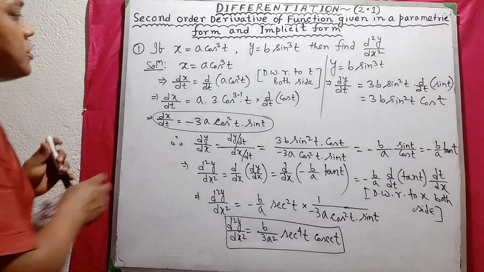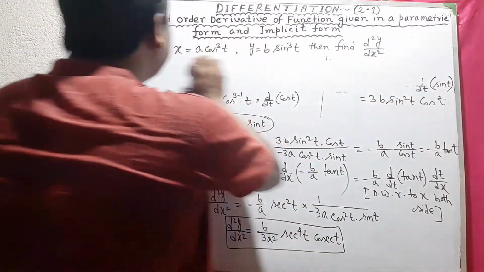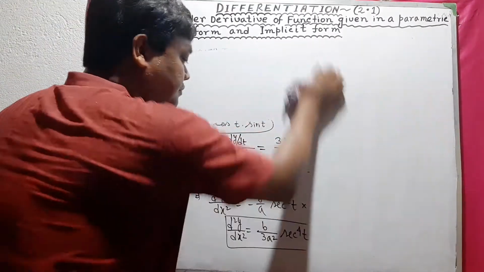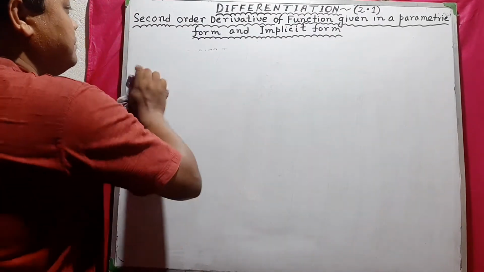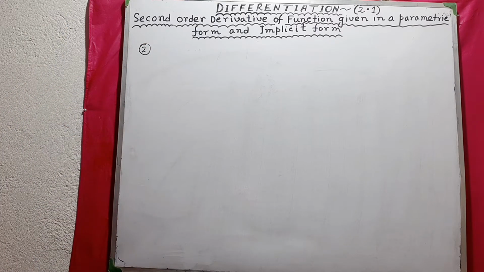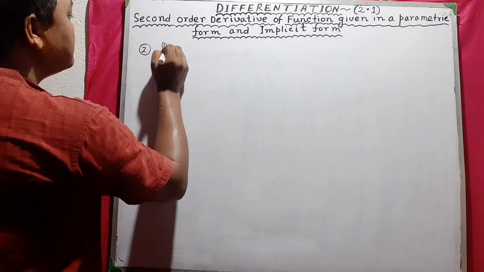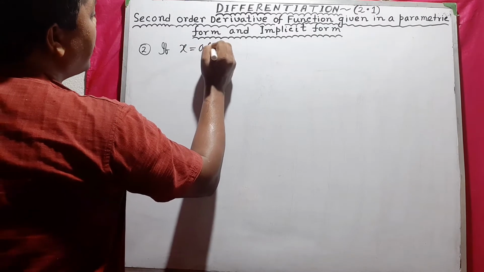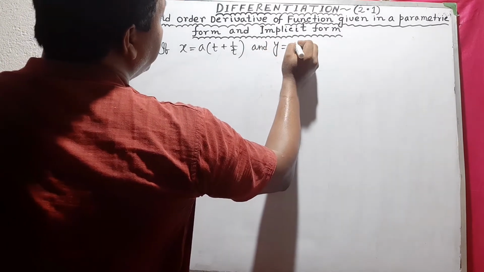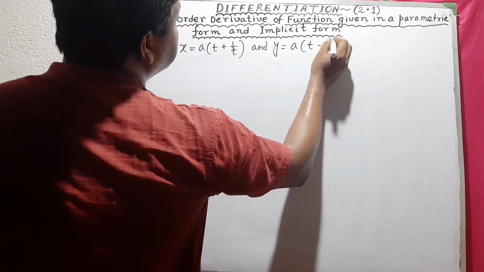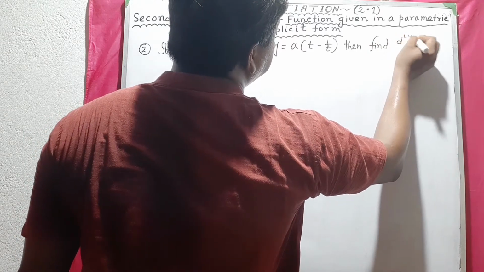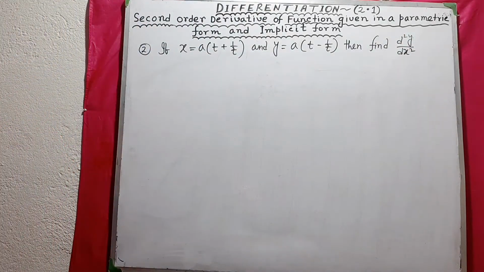So next we solve another problem in parametric form, and the design of this problem is a bit different. Problem number 2: if x equals a into t plus 1 by t and y equals a into t minus 1 by t, then find d2y/dx2.